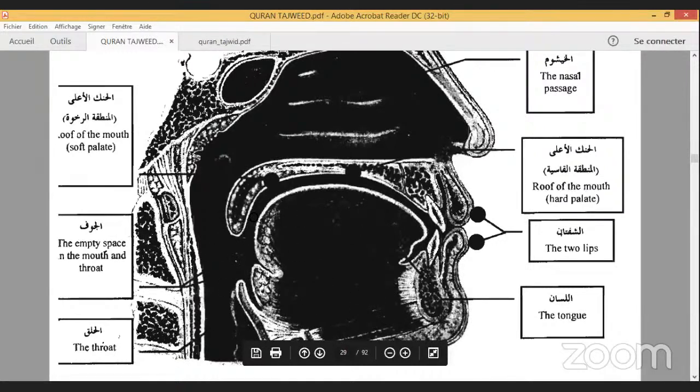So we can see it in the picture. The circle, the tongue, this part. Okay, that's good. And we have the roof of the mouth, soft palate. This is الحنك. This one. Okay, I think that's clear, inshallah. So let's go.